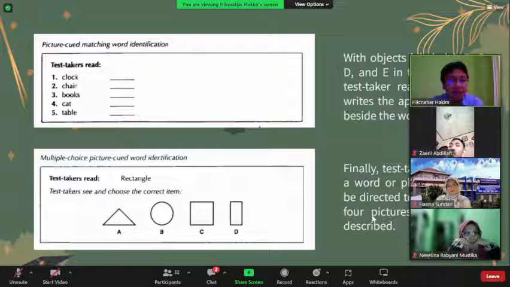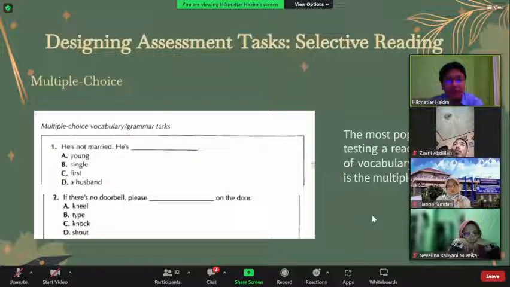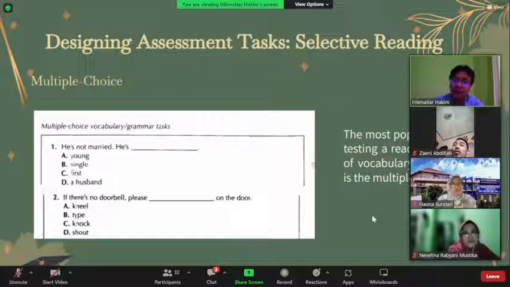Okay. Next one. The previous one is the perceptive reading. As we can see, the types of the assessments are not too difficult, and it's quite simple, because it's usually for the beginner level. Now, we move on to the selective reading.